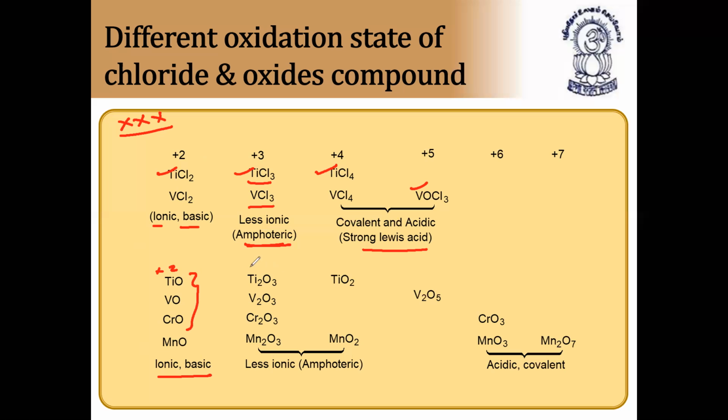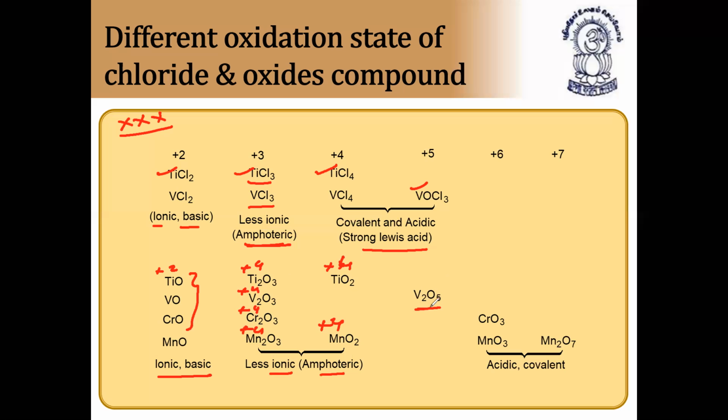Whereas if you see Ti2O3, V2O3, Cr2O3, Mn2O3, the oxidation state of the metal here is plus 3. With the metals in plus 3 oxidation number along with their oxides, they are less ionic and amphoteric. And titanium dioxide, that is plus 4 oxidation state, and manganese dioxide also plus 4 oxidation state. Plus 4 and plus 4.